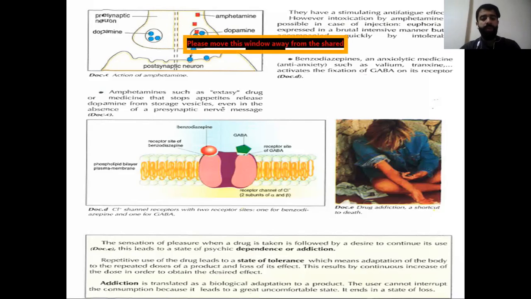Okay, then we move to talk about dependence or addiction and tolerance as well. Here, the sensation of pleasure when a drug is taken is followed by a desire. Whenever those who use cocaine, heroin and others take this, they have a feeling or a desire to continue its use. Once they use it the first time out of curiosity, they become used to it, and this leads to a state of dependence or addiction.